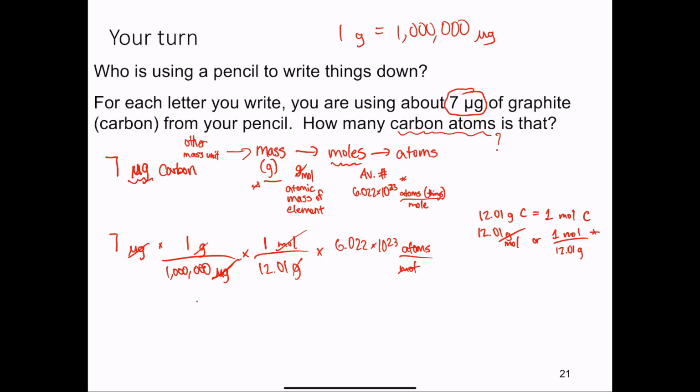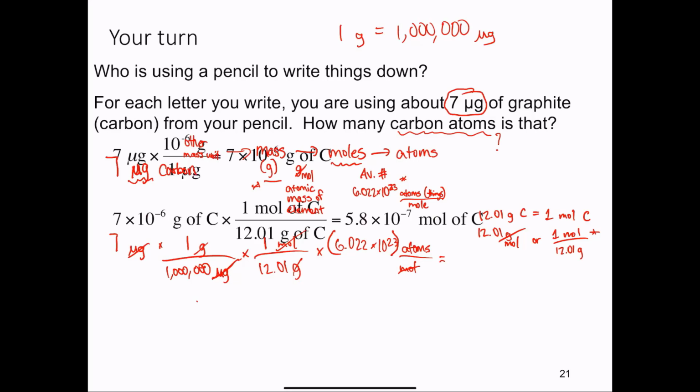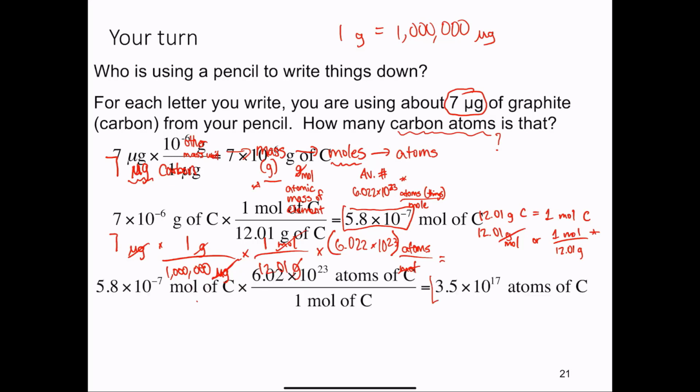Okay. If I were you, though, I would get in the habit of taking any exponential number and wrapping it in parentheses. I'll show you why in the next problem. Okay, and so once you do this, let's see what we're supposed to get. First step, we get 5.8 times 10 to the minus 7th moles. So we should get 3.5 times 10 to the 17th atoms of carbon. That's what you ought to get.